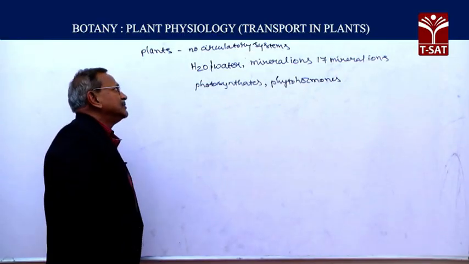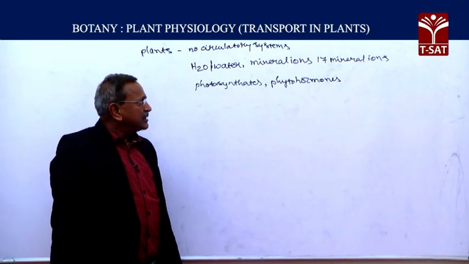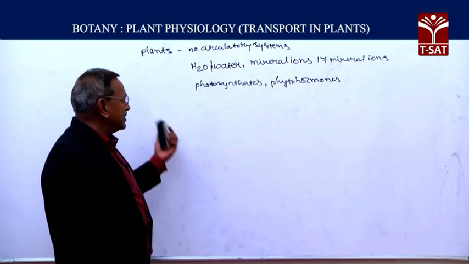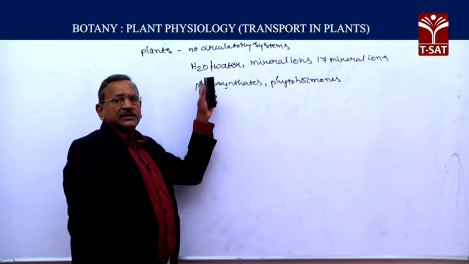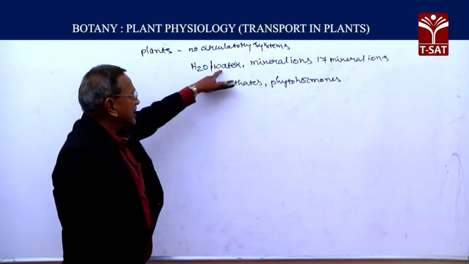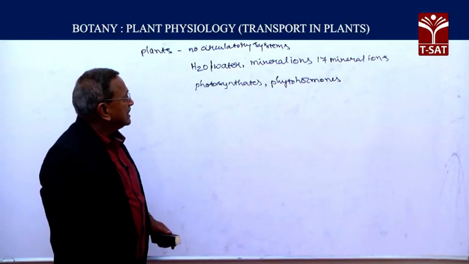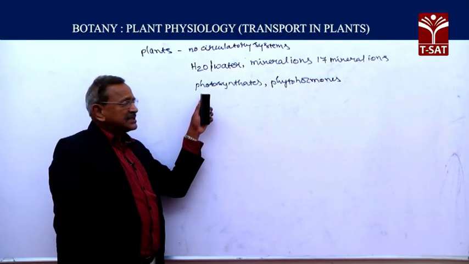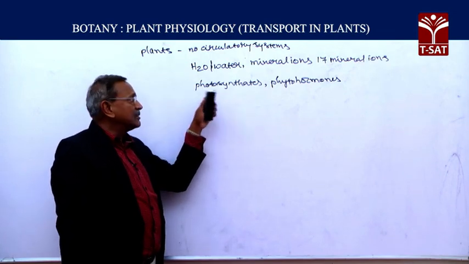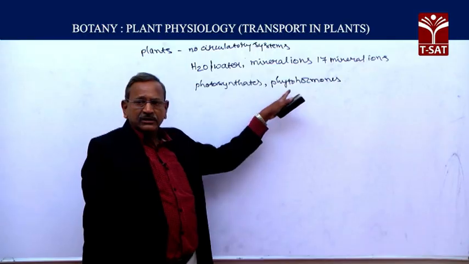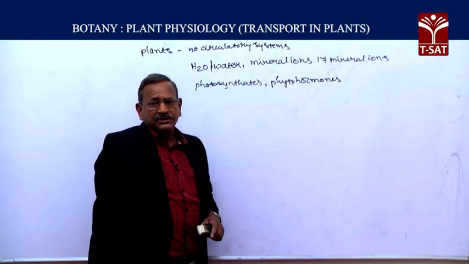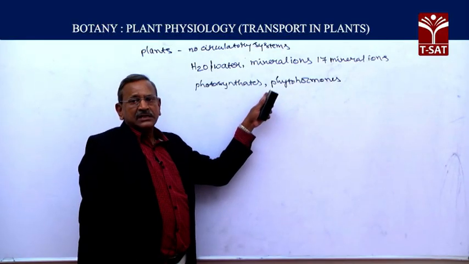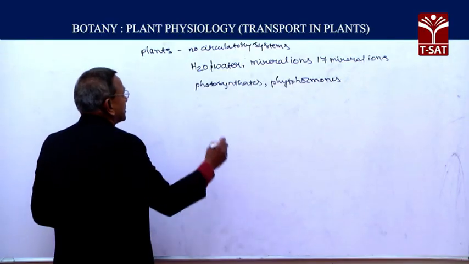So plants are without a circulatory system. Water, 17 essential mineral ions, and also 4 beneficial mineral ions are transported to different parts. Roots absorb water and minerals and transport them to aerial parts. During photosynthesis, green cells synthesize sugars and they are transported to all living cells. And phytohormones produced at different locations in the plant body must be transported to different target locations in the plant.